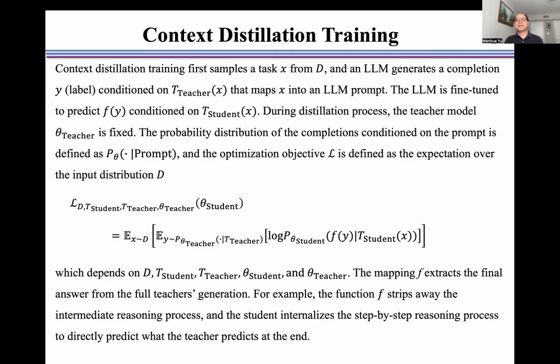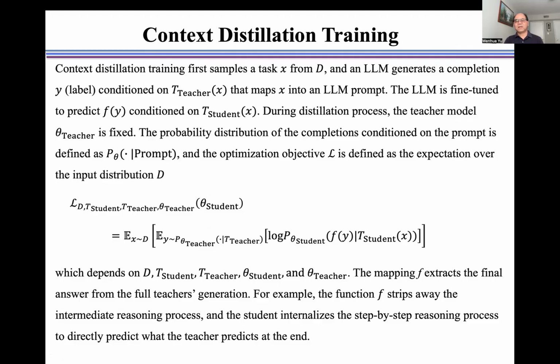During the distillation process, the teacher model theta teacher is fixed. The probability distribution of the completion conditioned on the prompt is defined as P theta, and the optimization objective L is defined as the expectation over the input distribution D, as shown here, which depends on D, T student, T teacher, theta student, and theta teacher. The mapping F extracts the final answer from the teacher's generation.